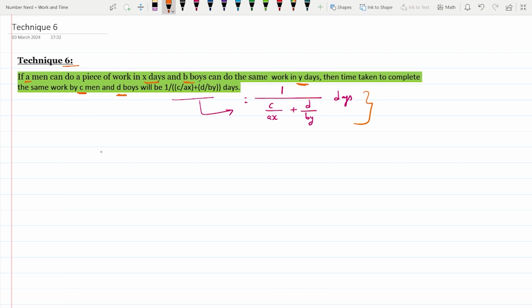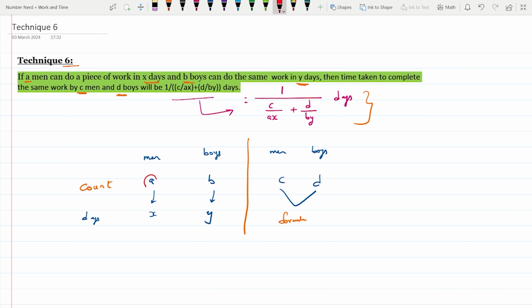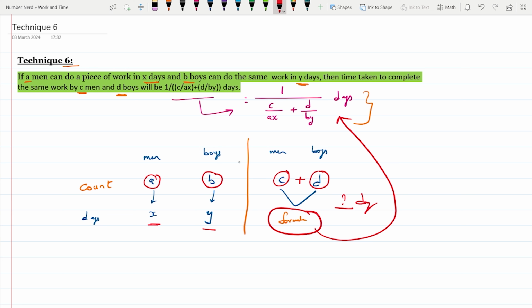Let's note down what they have given in the question. Given that A number of men can finish the work in X number of days and B number of boys can finish the work in Y number of days, then C number of men and D number of boys together can finish the work in how many number of days? Then it can be calculated by using the formula given. Let's take an example and solve the question step by step rather than using this formula, and then I will tell you how to use that formula.